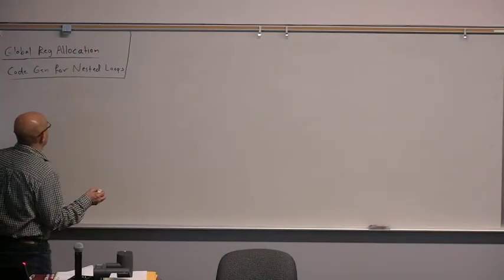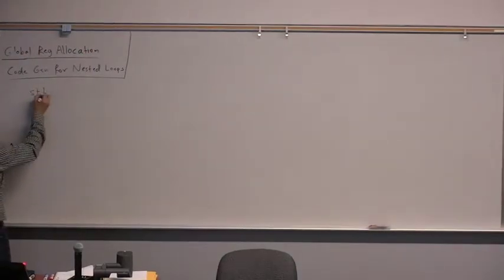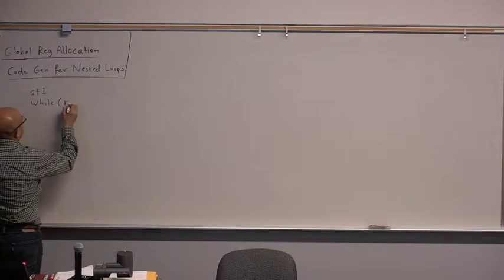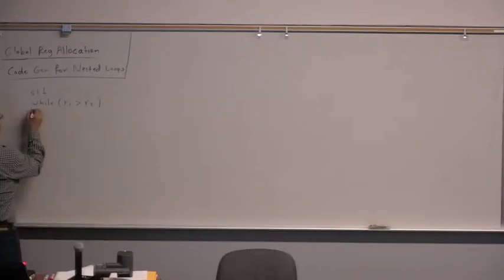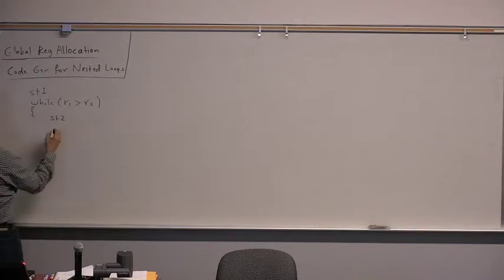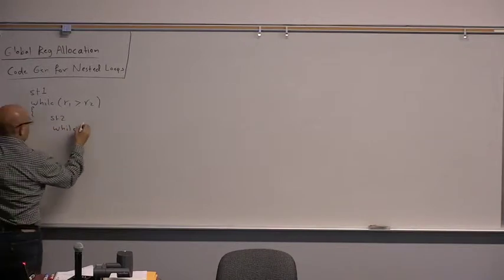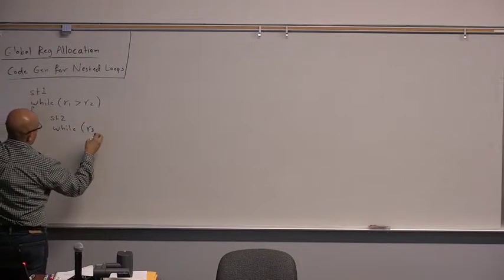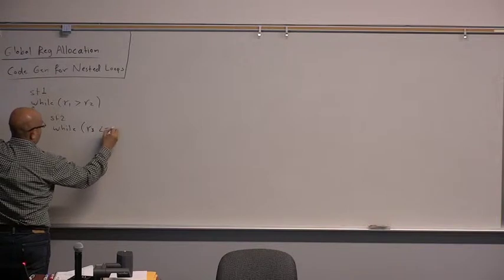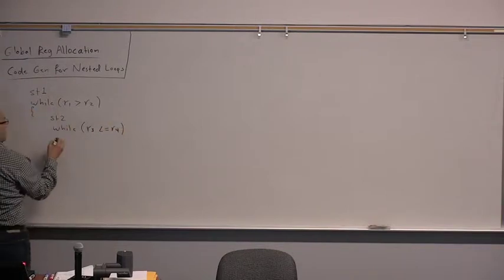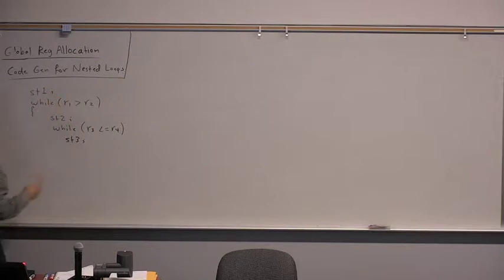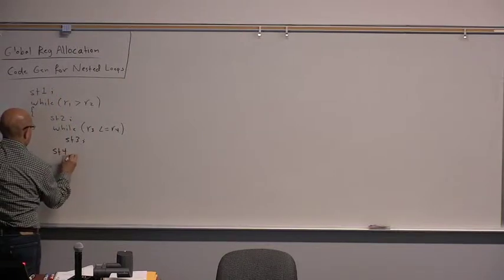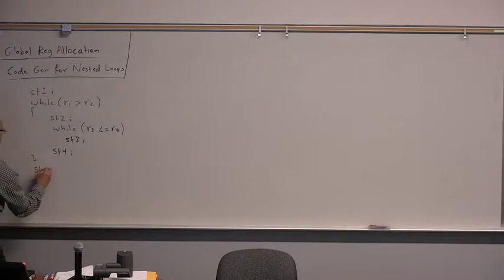Let's look at this example. So I have a statement 1, then a while loop with some condition, let's say R1 is greater than R2, then do statement 2, then another while loop, and this is R3 is less than or equal R4. And inside of this, I have statement number 3. And then I have statement 4. And then I have statement 5.